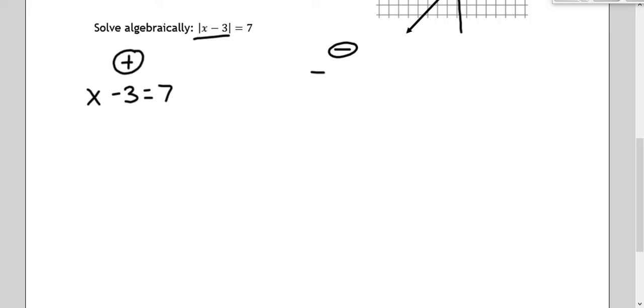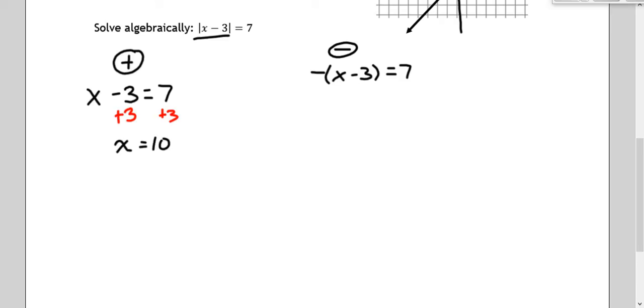So then it's negative x minus 3, and I'm only multiplying a negative into where the absolute value brackets are. So then this is a really easy solve over here. All we need to do is add 3. And then we get x is equal to 10. So our graph was pretty accurate.